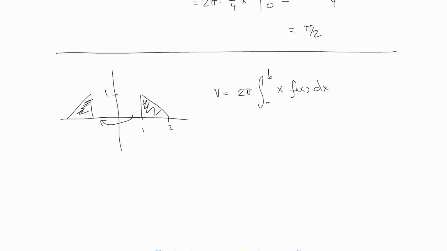Let's talk about the a and the b. Anybody want to tell me what I should use for the a and the b? 1 and 2, yeah, the innermost edge and the outermost edge. Don't even think about this stuff over here because the shell is already doing both sides at once. So the a and the b in this case are 1 and 2.